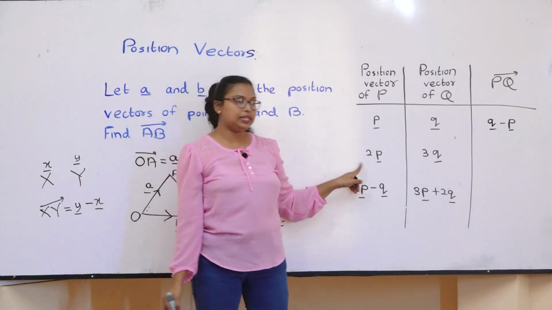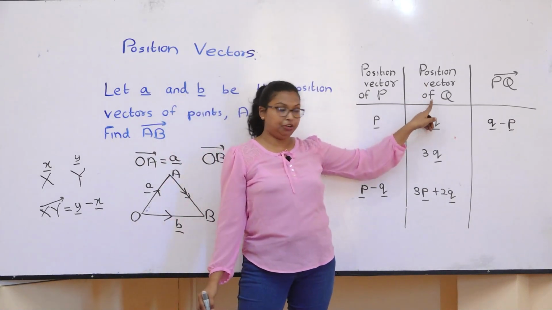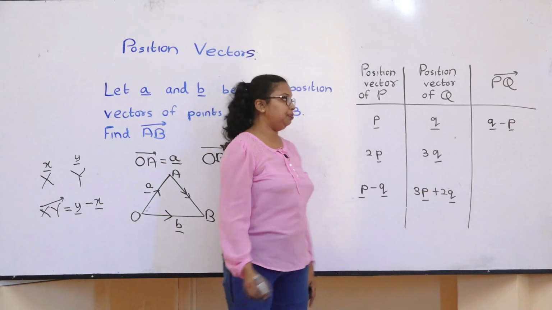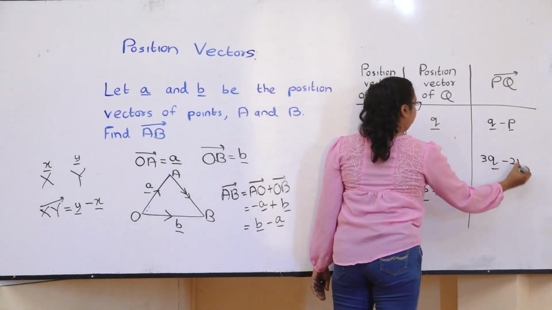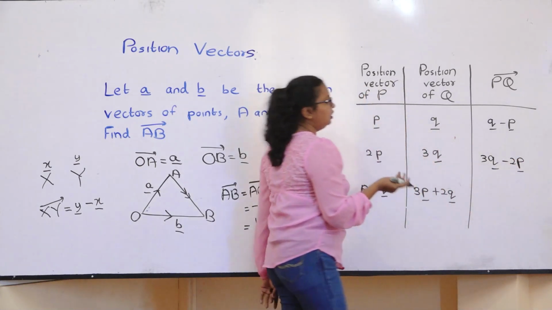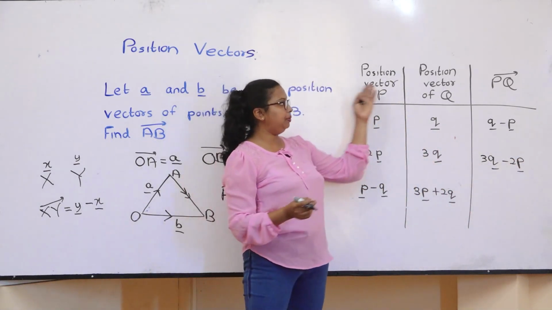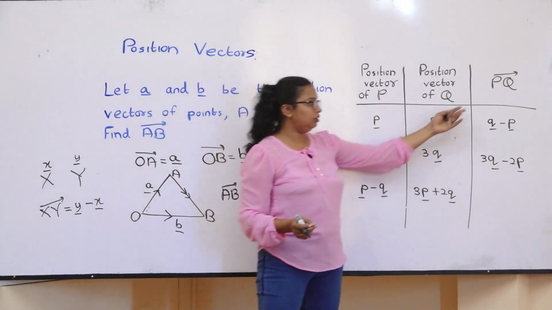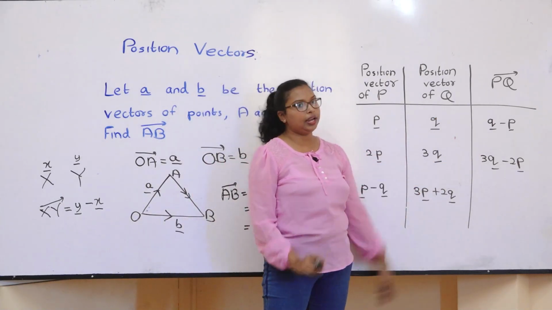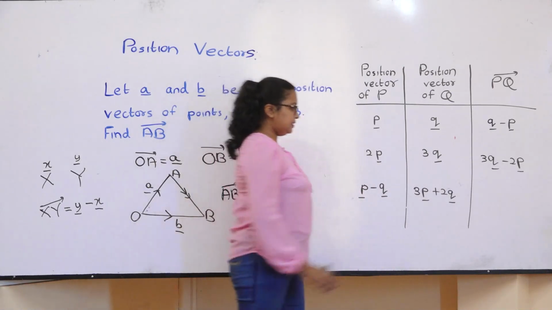Position vector of P is 2p, position vector of Q is 3q. What should be our answer? 3q minus 2p. So, that means we can directly write this. Okay, if you need, you can actually write PQ equals PO plus OQ and then find that, no problem. But still, if you can remember this one, you can directly write PQ, right?